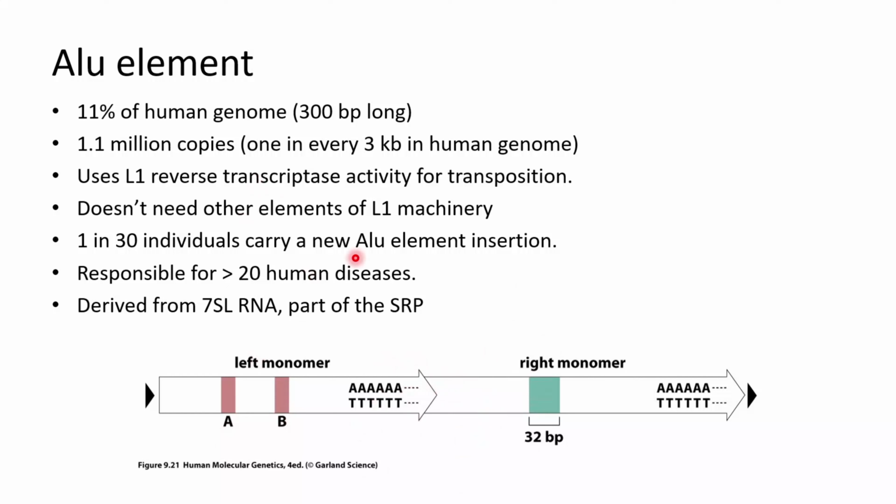Now, 1 in 30 individuals have a new ALU element insertion. So you can imagine how most of our genes are actually messed up by these things. Not messed up. Sometimes they actually have an evolutionary advantage to their translocation. So this is why I put selfish DNA, because actually it's not that selfish anymore. We understand it as one of the mechanisms through which evolution happens.